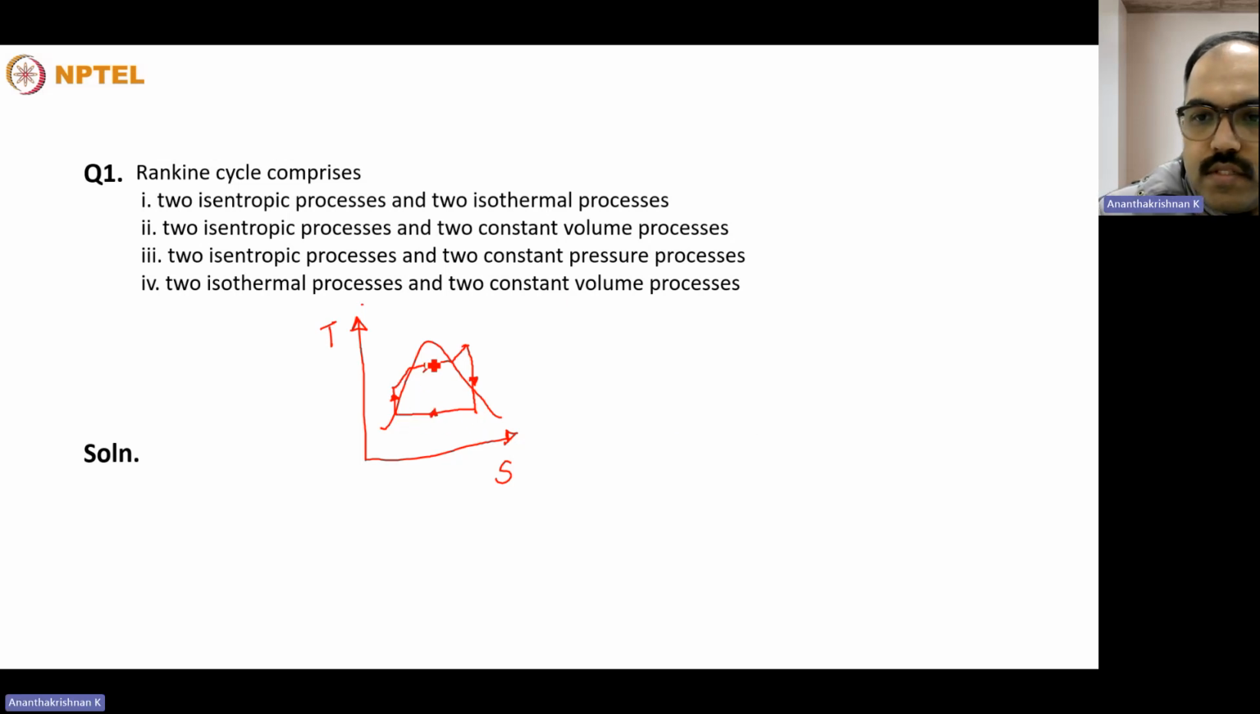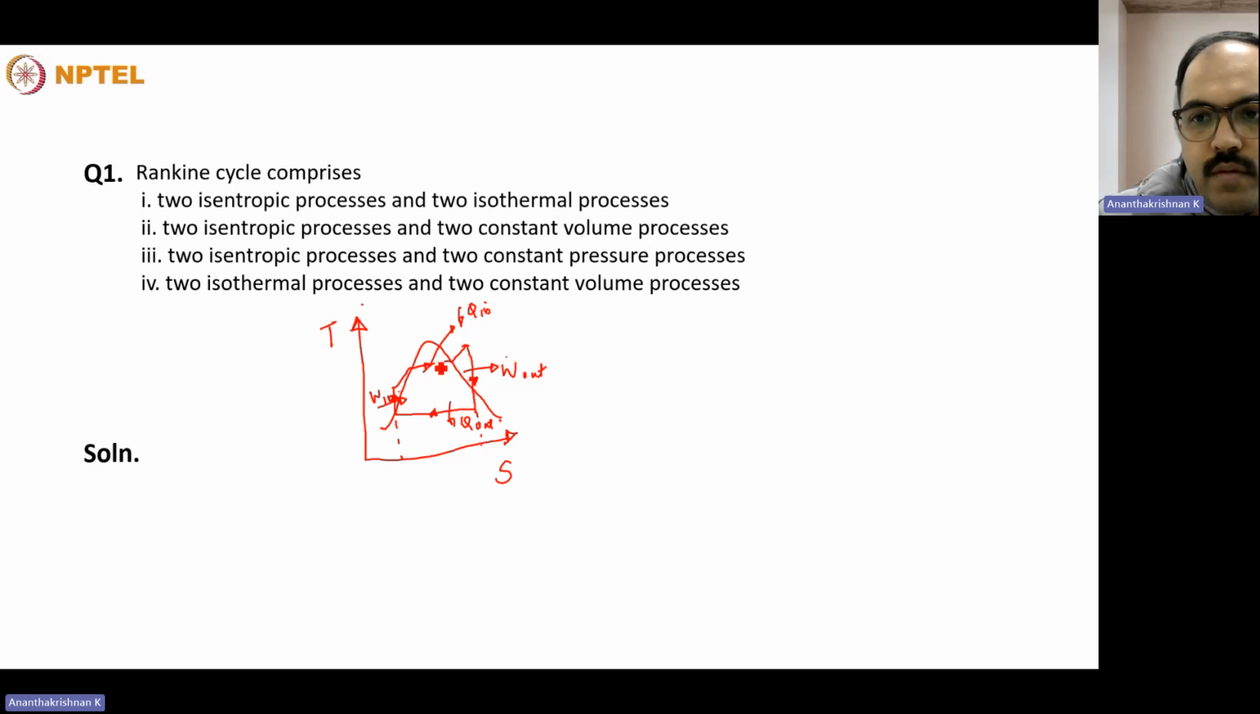heat rejection. So these two are heat input process, heat rejection process, work output in the turbine, and work input in the pump. So these two are isentropic process for ideal Rankine cycle. So therefore two isentropic process, and these two are constant pressure processes. This is a phase change which happens inside the vapor dome.